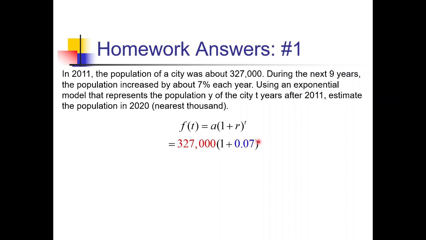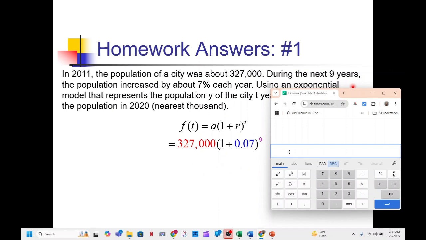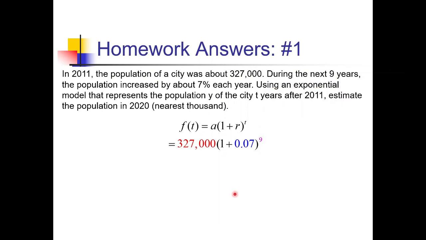And for the t value, well, if we're looking for 2020, that's 9 years after 2011, so we're going to plug in 9 for the t value. And then we'll just go to the calculator and run these numbers. So plug all this in. We've got 327,000, parentheses, 1 plus 0.07. You could just add that pretty quickly. And then exponent, we got 9. So rounding off to the nearest thousand, it's looking like this is going to be 601,000. And that's how many people we have in 2020 in this city.